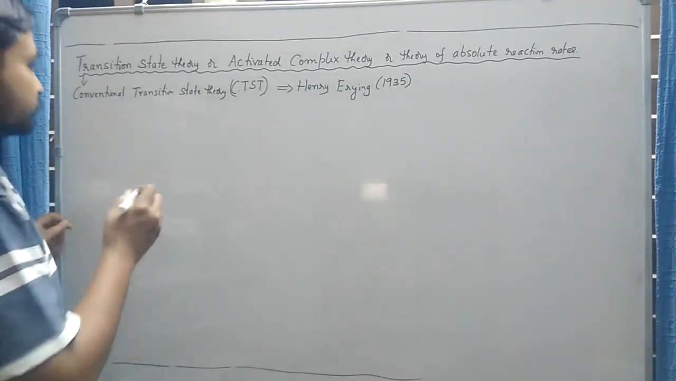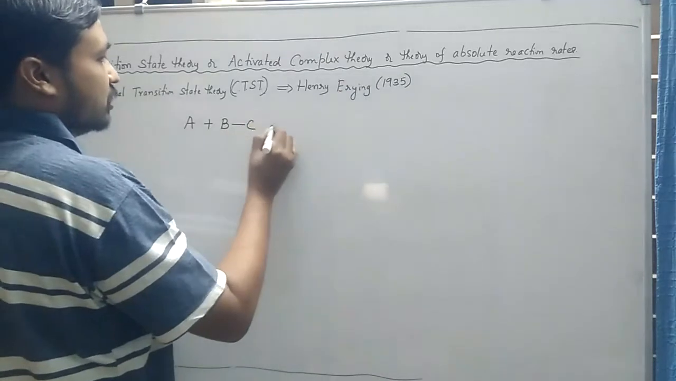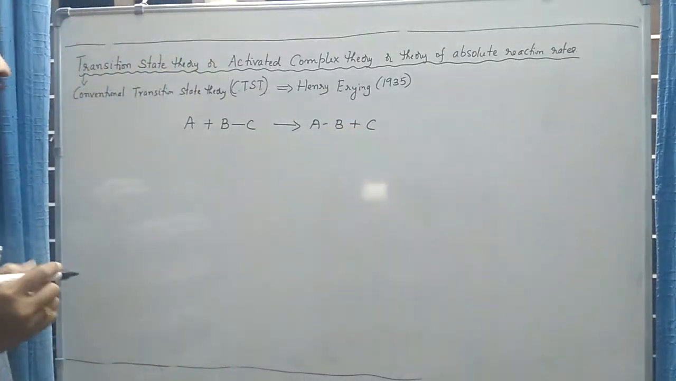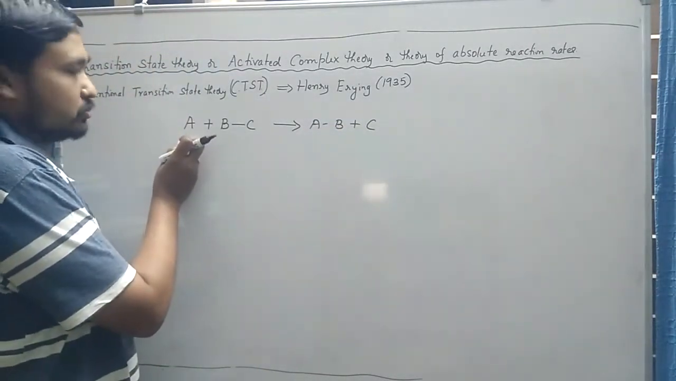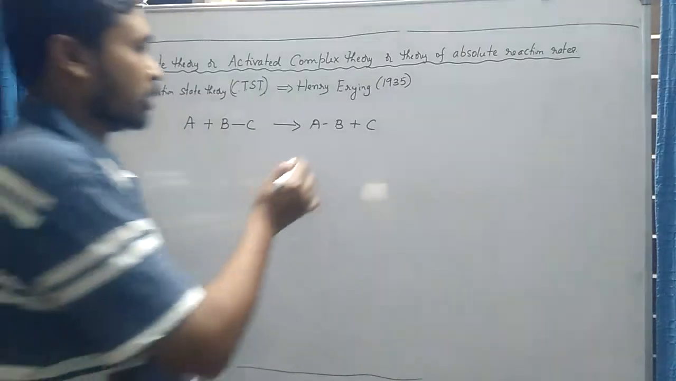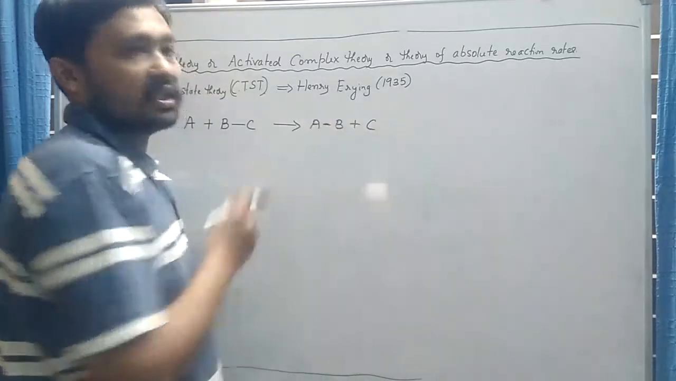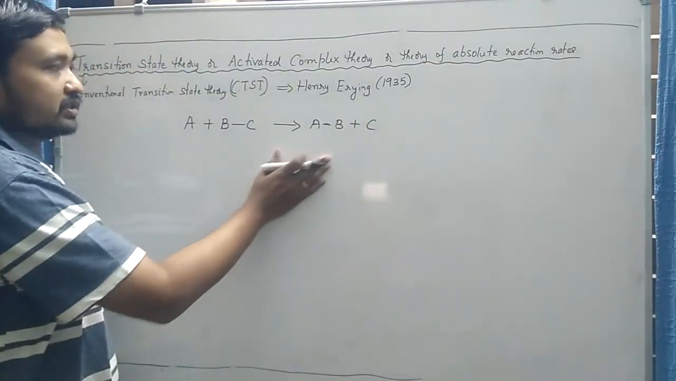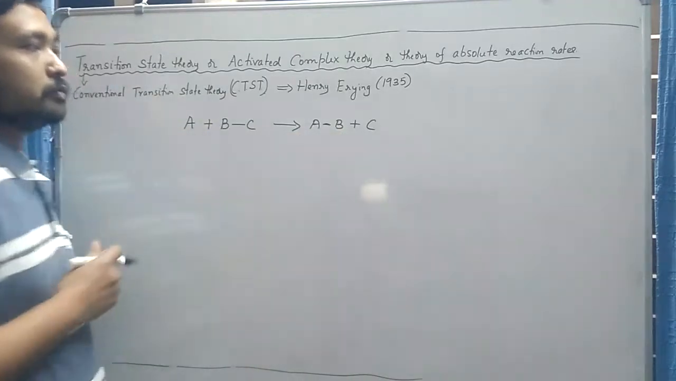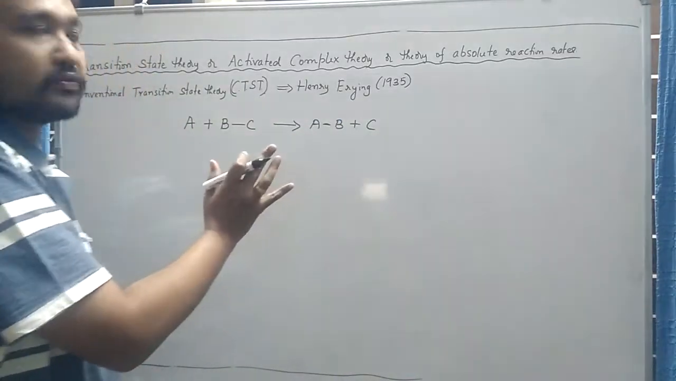Let me consider a chemical reaction A plus BC giving AB plus C. As you can see, on the reactant side you have A plus a molecule BC, where you have a chemical bond between atoms B and C, and on the product side you have a molecule AB, that is a bond between A and B, and C. So this chemical reaction consists of breaking of the bond between B and C and making of a bond between A and B. Now let us try to understand this reaction from the point of view of activated complex.